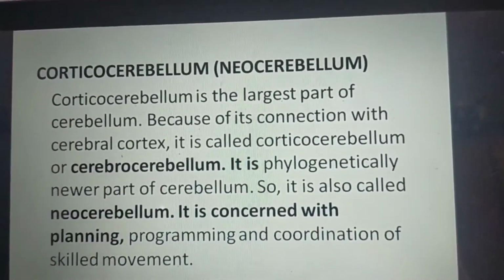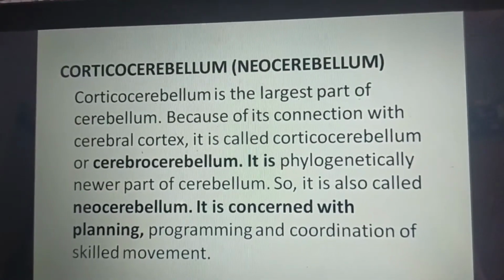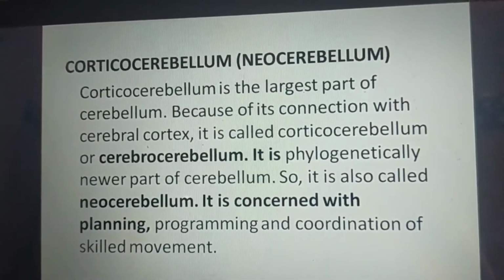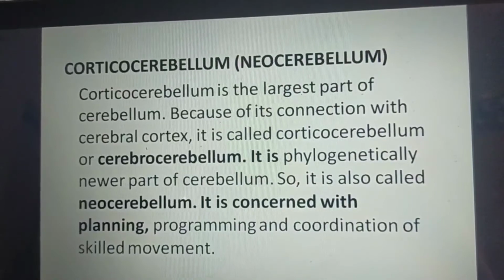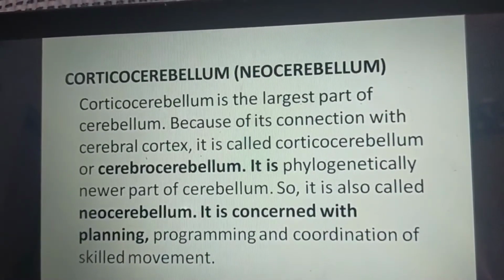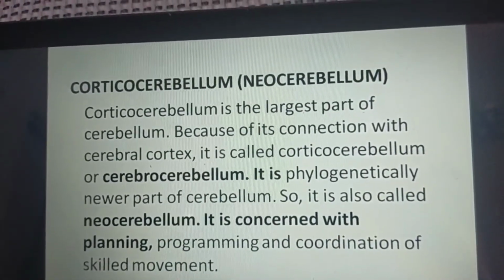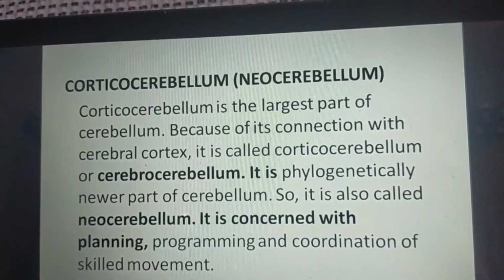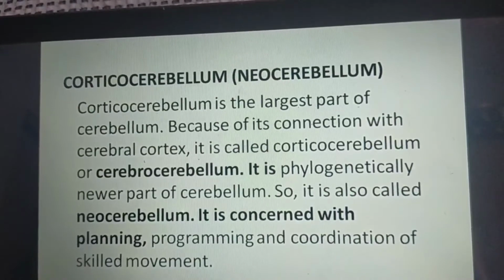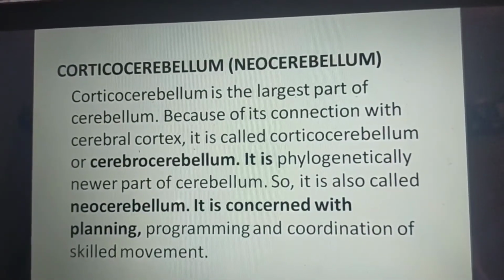So the last part, the third part of cerebellum is the corticocerebellum, which is also called neocerebellum. Corticocerebellum is the largest part of cerebellum because of its connection with cerebral cortex. It is also called corticocerebellum or cerebrocerebellum. It is phylogenetically newer part of the cerebellum, so it is also called the neocerebellum. It is concerned with the planning, programming and coordination of the skill movement.